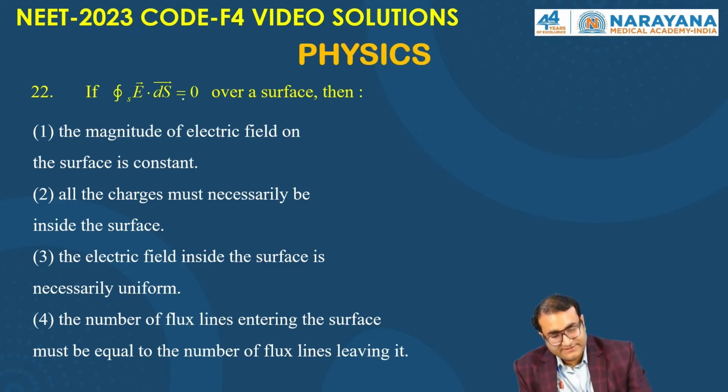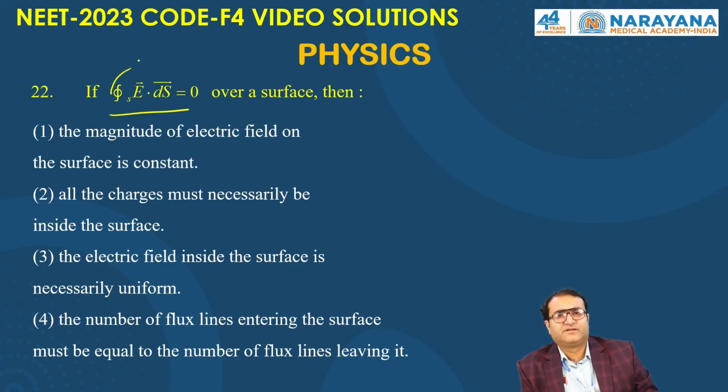Closed integral of E dot ds is 0. It is given in the question over a closed surface. Closed integral means closed surface only. Then which of the following options is correct? The magnitude of electric field on the surface is constant. It is wrong. We cannot say about the electric field, it can be variable also. All charges must lie inside the surface. No. The electric field inside the surface is necessarily uniform. We can't say like that.